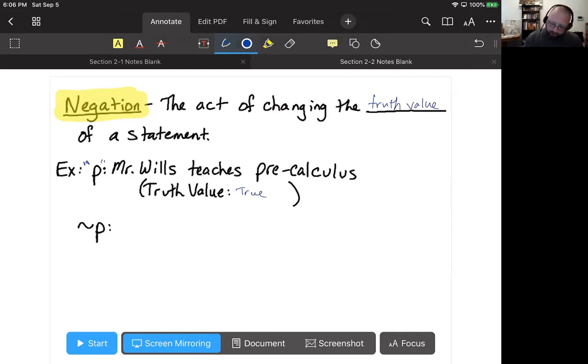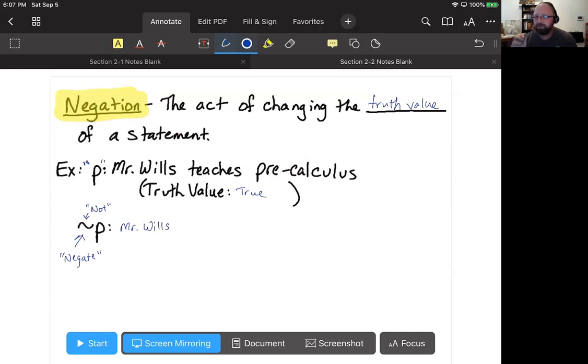Okay, so we can negate that statement. This is what this symbol means. The tilde, the squiggly before P, means "not P." It is the symbol for the word "not." So for not P, we need to think: how do we take the statement "Mr. Wills teaches pre-calculus" and change it so that the truth value is exactly the opposite of what it was before?